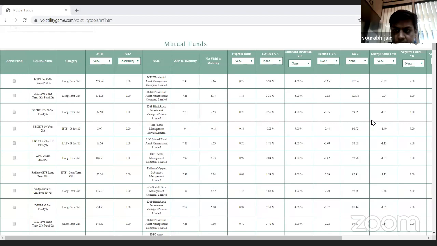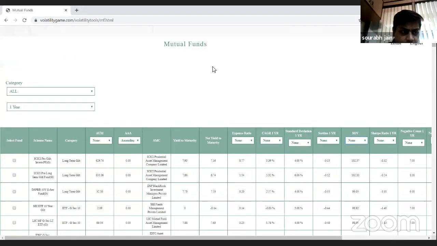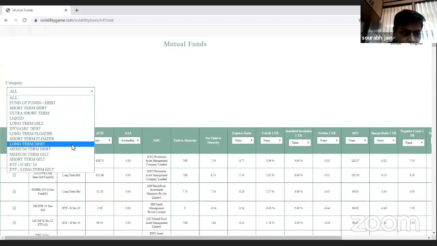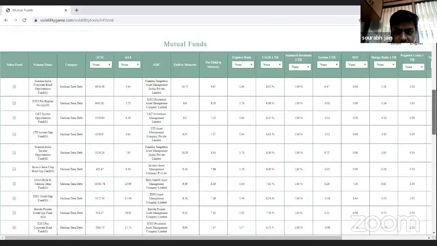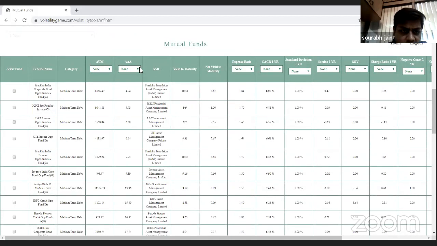Just a second. I want to take medium term category. Okay, it is all. Okay, sorry. So let's take a medium term debt. So medium term debt is here. Okay. Yeah. So abhi we know that medium term sovereign would be very, very less.